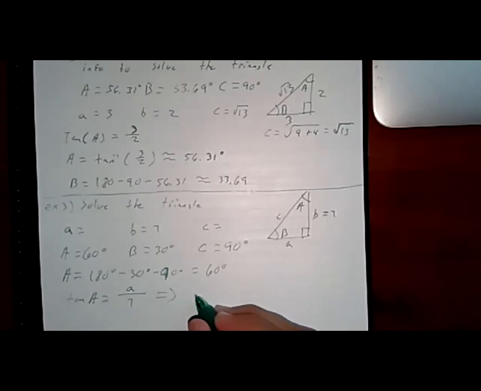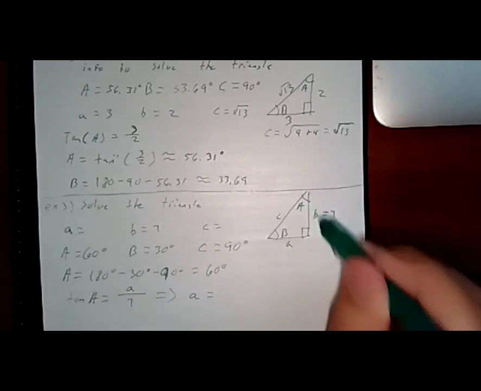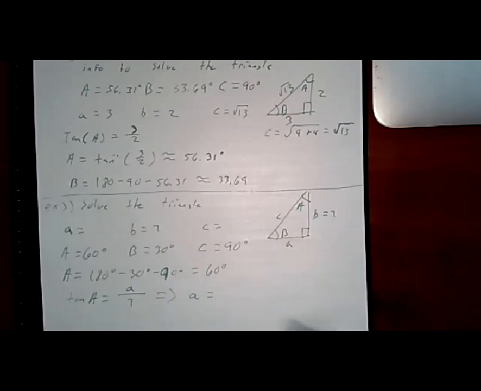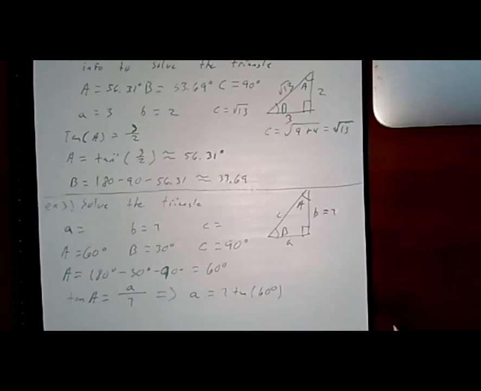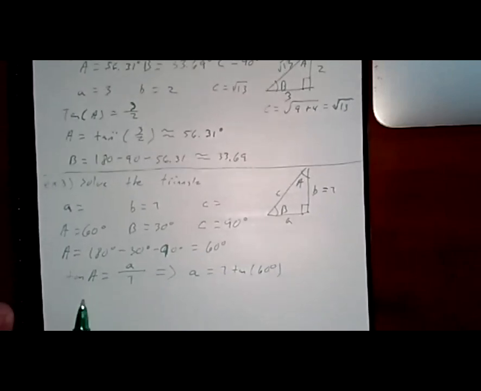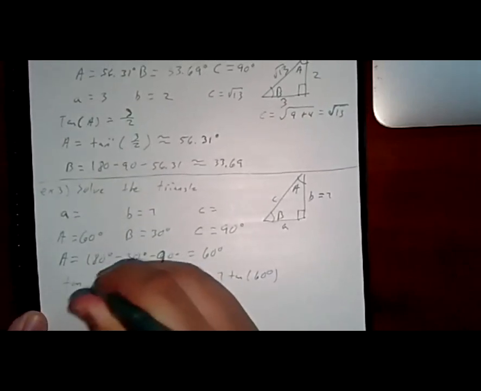That implies that little a is equal to 7 tangent of 60, because A is 60. I was going to write 60 here, but I didn't. Let me just fix that.